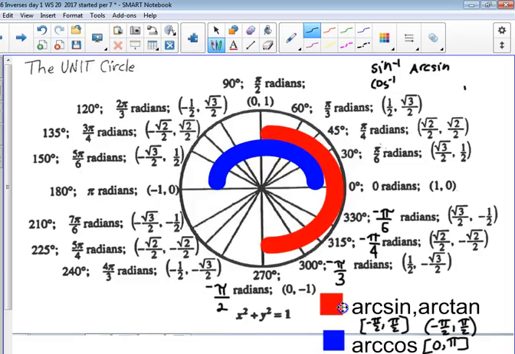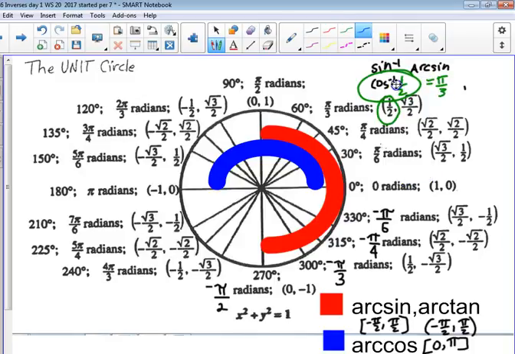What we were doing yesterday, for those of you who were gone, real fast, if it said find the inverse cosine of 1/2, that would mean find where the cosine is x, so find where the x value is 1/2 in the blue areas. So the x value is 1/2 right up here at pi over 3.